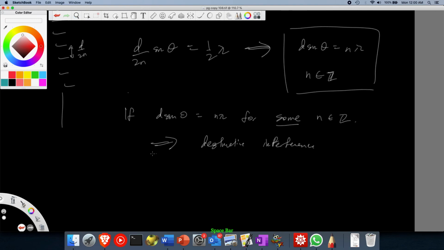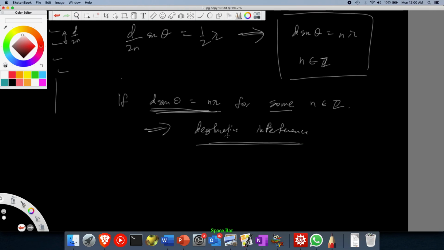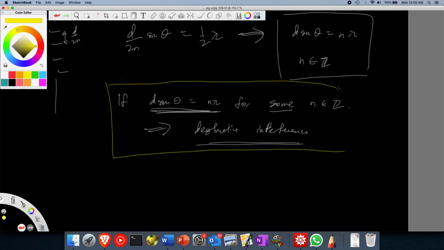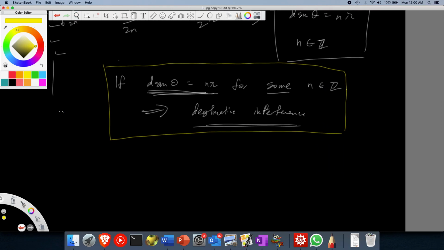And do note that this is the flow of logic. So if this condition holds, then at least in our derivation, it leads to destructive interference. It does not go the other way. So that's the flow of logic in our argument. So if you want to guarantee that you find all the destructive interference, then you probably need to do the integration.